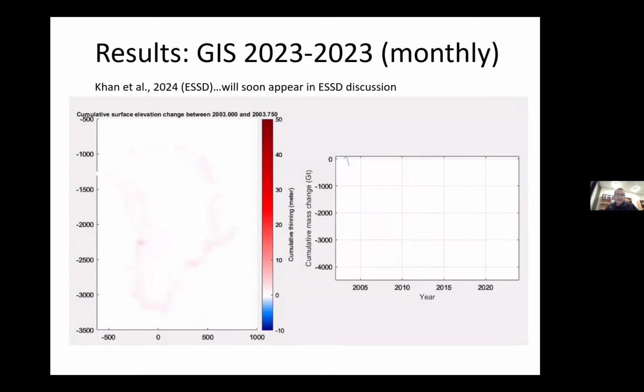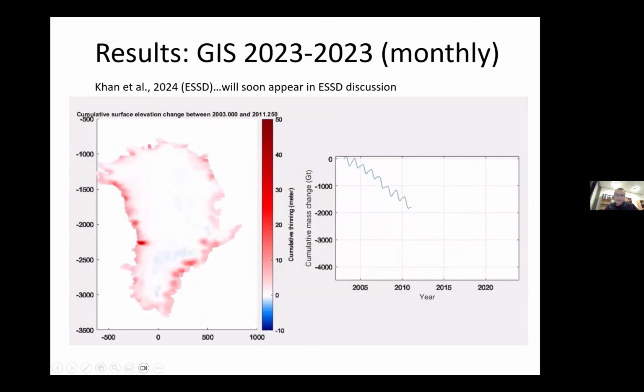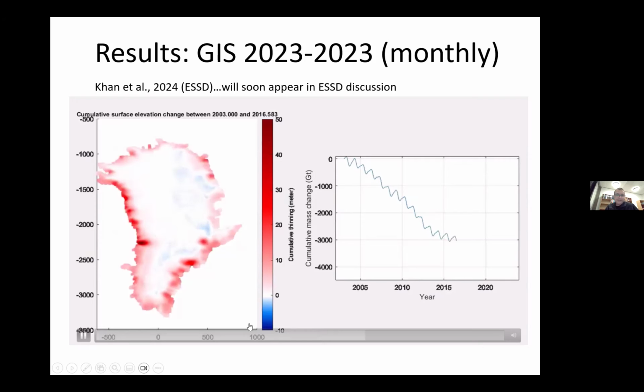So this movie shows the cumulative elevation change. Now the colors shift from blue to red in the beginning, and that's because of the seasonal signal going up and down here. So again, we see it's mainly along the southeast Greenland here and northwest Greenland here, where we have the largest drop in elevation. So it's, for instance, Jakobshavn Glacier here.